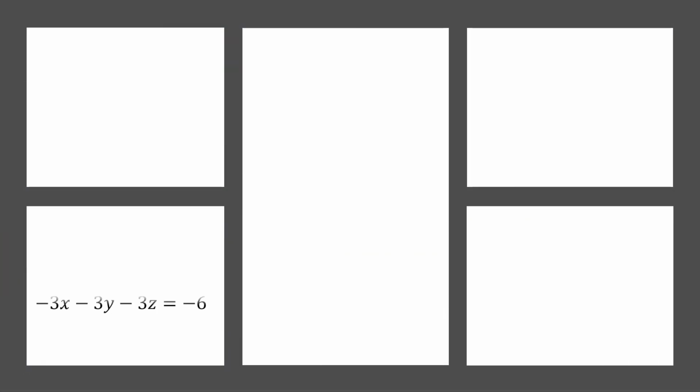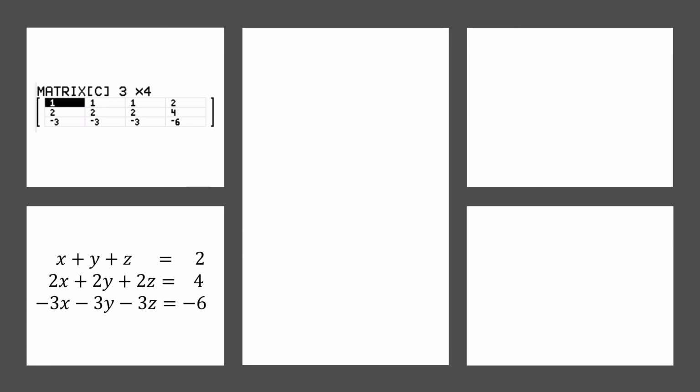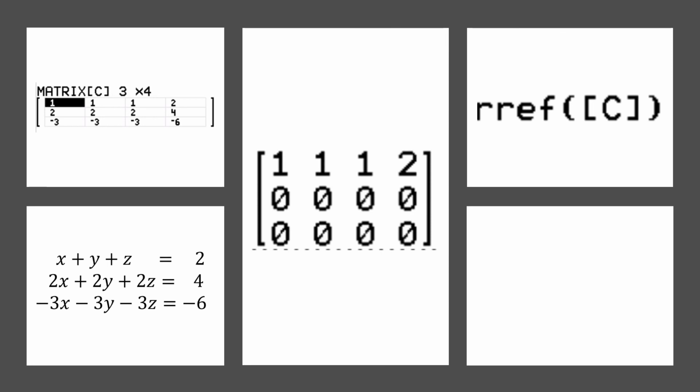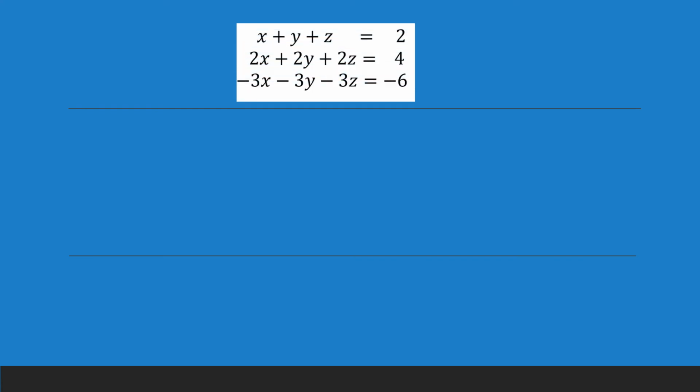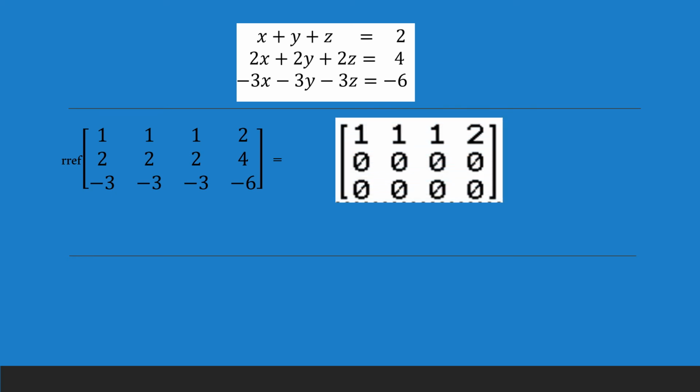By using our graphing calculator, we can enter this augmented matrix in the matrix edit mode and then find the reduced row echelon form. We get the reduced row echelon form like this, and we say that it has infinite solutions. Why do we say that just by observing this reduced row echelon form? It's because we got the matrix as 1, 1, 1, 2, which may be true, but the last two rows are 0 equal to 0, 0 equal to 0. That is also true.